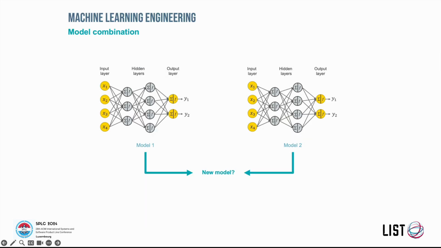So the problem we try to solve with the software product line approach is the combination of two or more machine learning models. This way we try to embed the knowledge of all of them into a single one, and to do this there are several approaches and techniques.